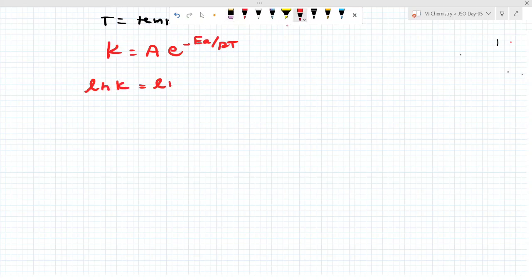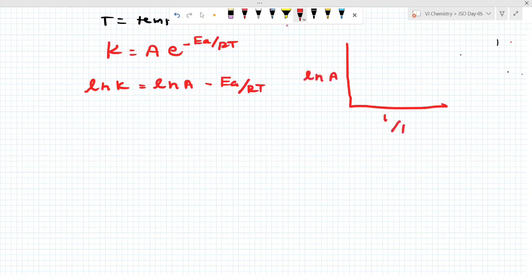ln k equals ln A minus Ea by RT. This is very important. Okay, let's plot the graph. Now see, I'm going to plot the graph between ln A versus 1 by T.